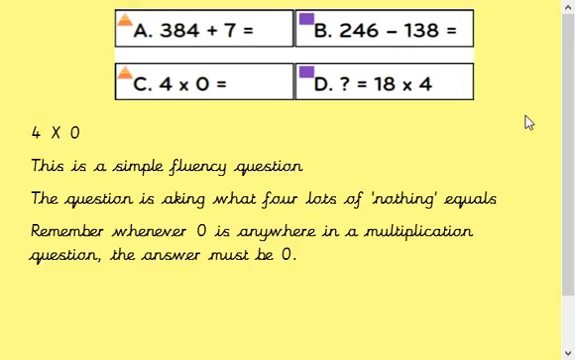Next question, 4 times 0. This is a simple fluency question. The question is asking what 4 lots of nothing will equal effectively. Remember, whenever 0 is anywhere in a multiplication question, the answer to the question will always be 0. So 4 times 0 is 0. If you switched it around commutatively, 0 times 4 would be 0 as well.